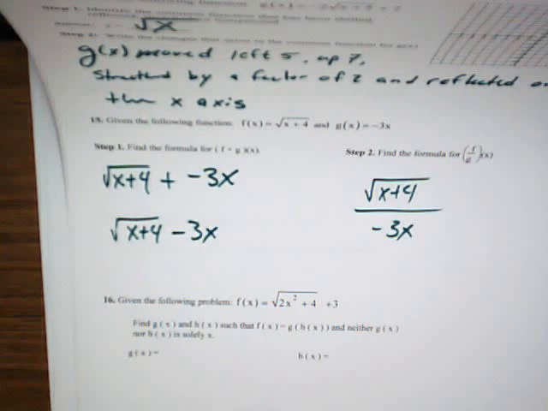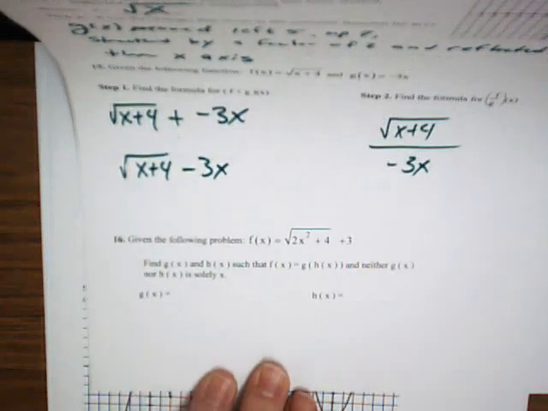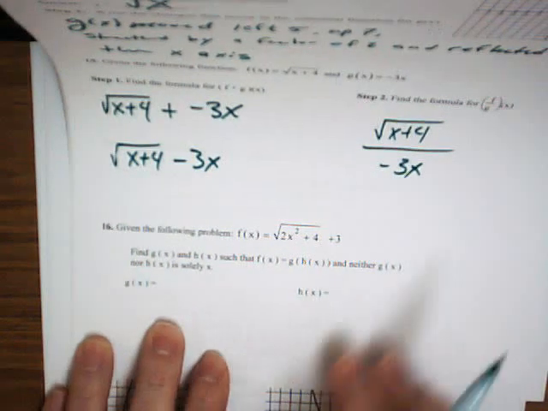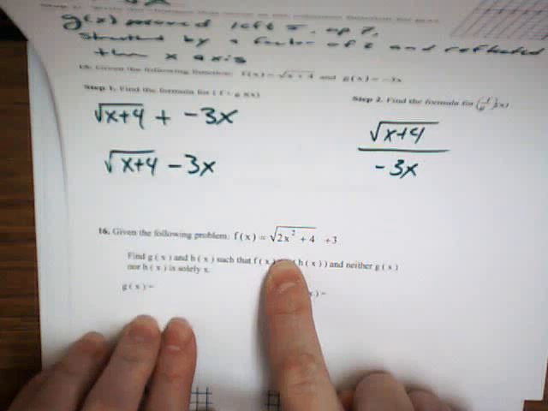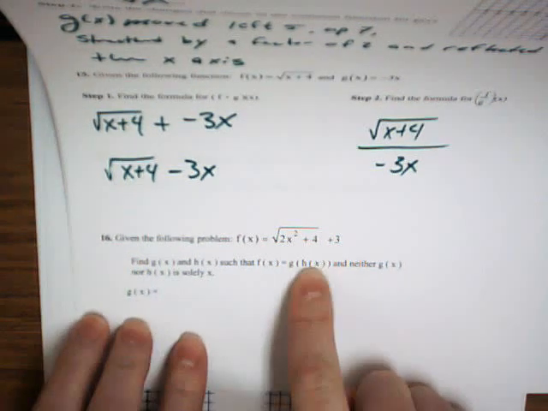Given the following problem, find g of x, h of x such that f of x equals g of h of x. Neither g of x nor h of x is solely x. Say that five times fast. Do you remember doing these on one of our exams and figuring out that this was real easy after it was all said and done?